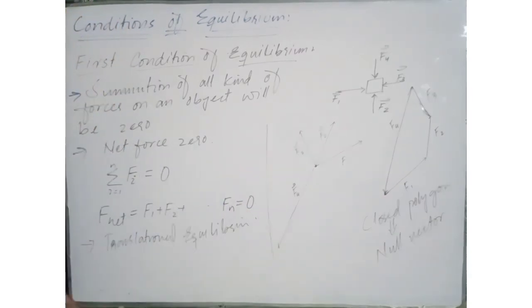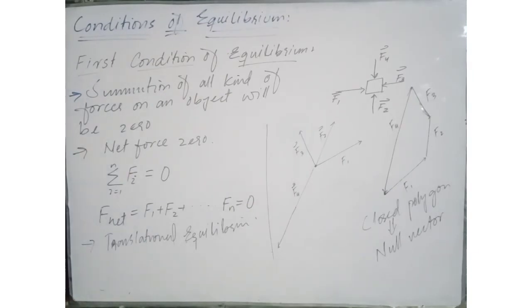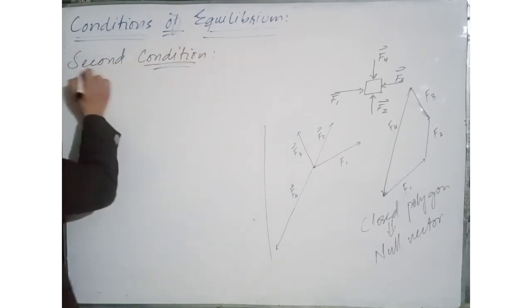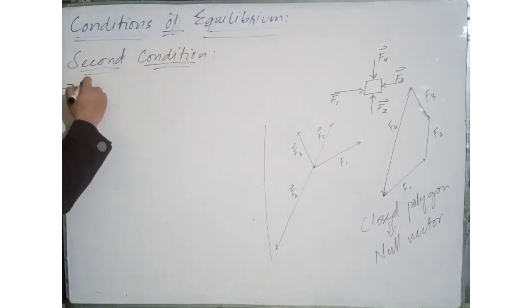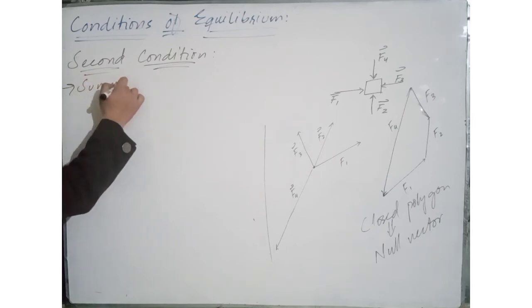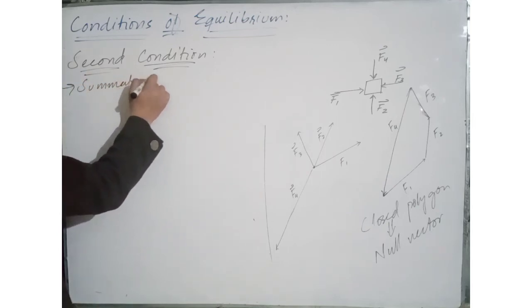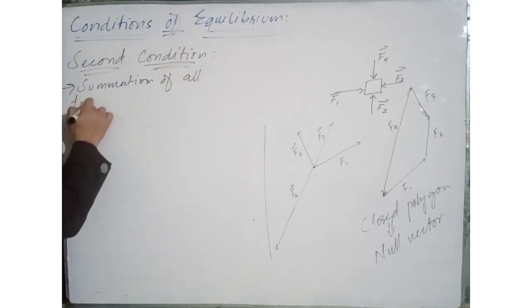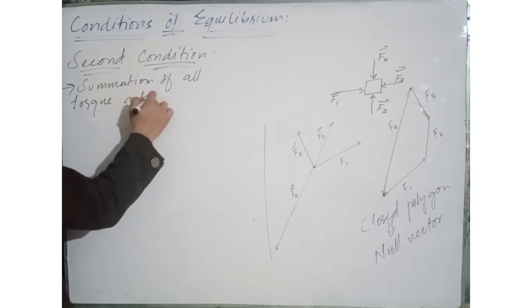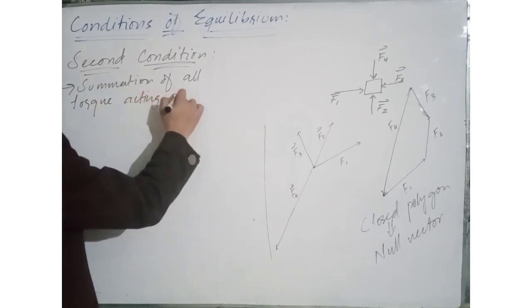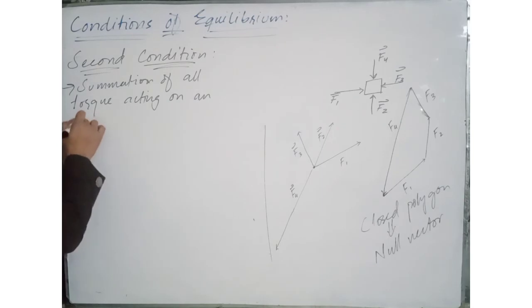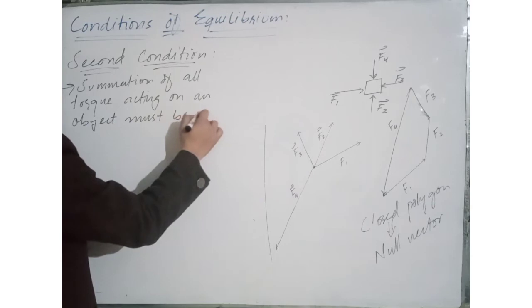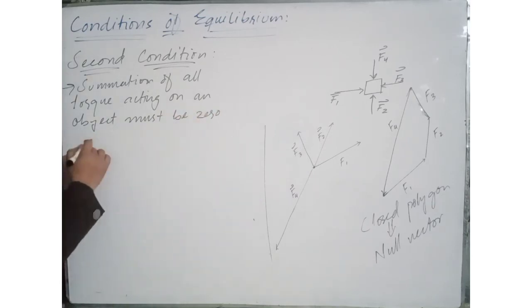So there is another condition, what we call the second condition of equilibrium. And what is the second condition? It says that the summation of all torque acting on an object must be 0. Must be 0. So the summation of all torque.